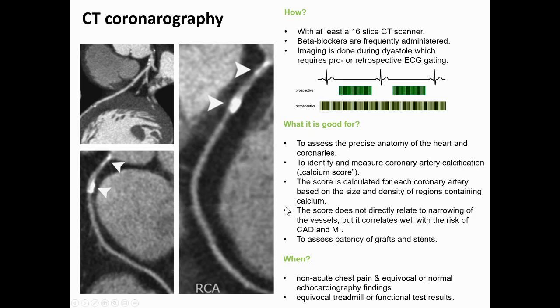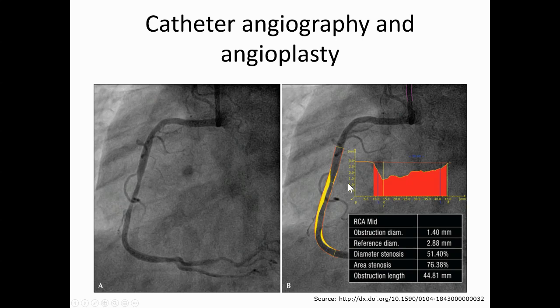So we use CTA or CTC, coronarography, if our patient has a non-acute chest pain, or if he or she has unsure or normal echocardiography findings, or if the treadmill or functional test results are not certain. So that's when we use CTC.